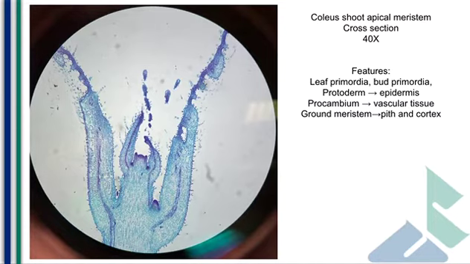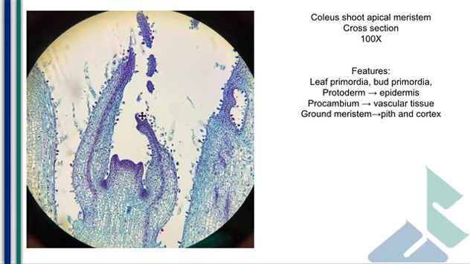So we have a series of images here going from 40x to 400x, looking at the different features in our shoot apical meristem and its surrounding features. So we see the leaf primordia, the developing leaves. We see the protoderm, the early developing dermal tissue. I'll zoom in a little bit to get a better view on it so you can see the protoderm, all of the cells that are going to become the epidermis.